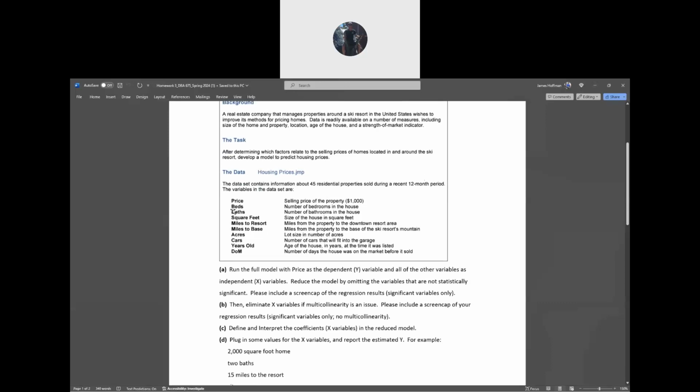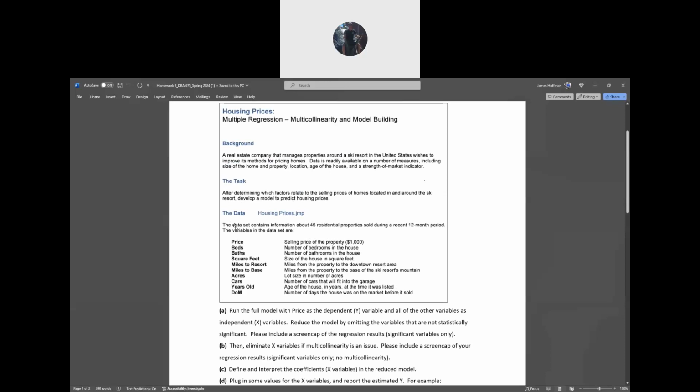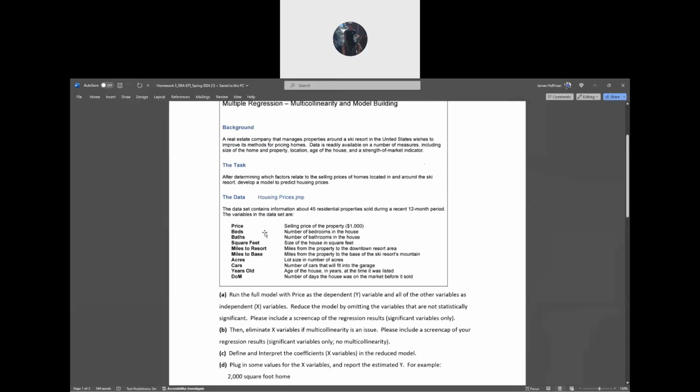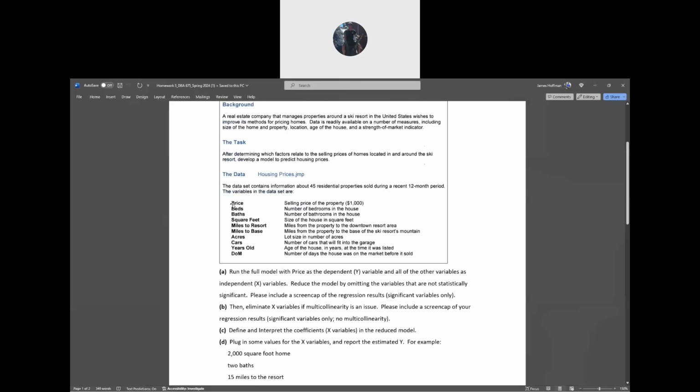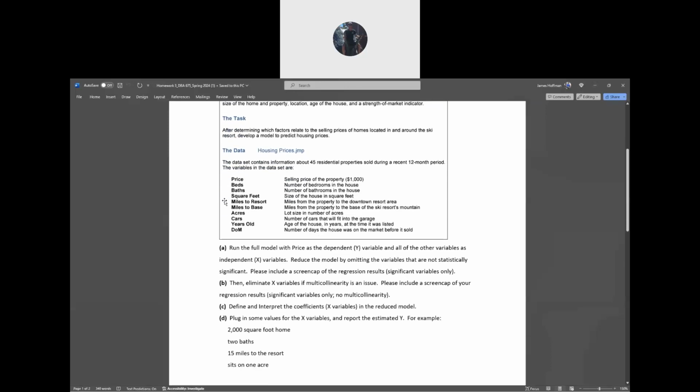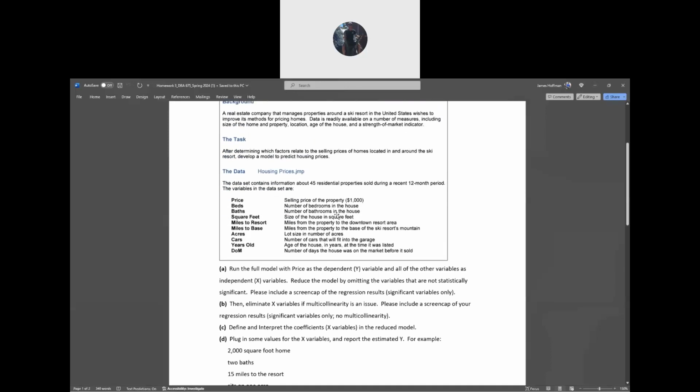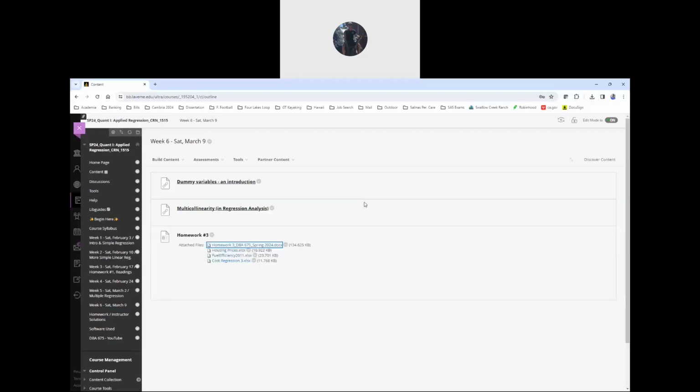Okay. So the first part will be similar. The second part, where you're doing model diagnostics, is a bit different. So we're going to have a data set, 45 residential properties sold during a recent 12-month period. I'm not sure if this is actual real data, but it doesn't really matter. So we have the selling price of the home in thousands. Actually, why don't we open up housing prices? So this is week 6, homework 3, housing prices.